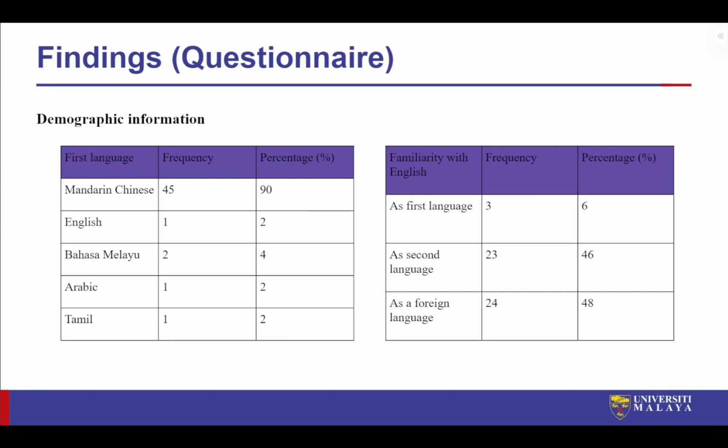and Tamil. Next, we also asked our respondents' familiarity with English, and from what we can see, only 3 people answered that they were familiar with English as a first language, and the rest of our respondents chose that they were familiar with English as a second language, and that they were familiar with English as a foreign language, which is actually quite equally split, with 23 for familiar as a second language and 24 for familiar as a foreign language. So from what we can see here, most of our respondents do not speak English as a first language.